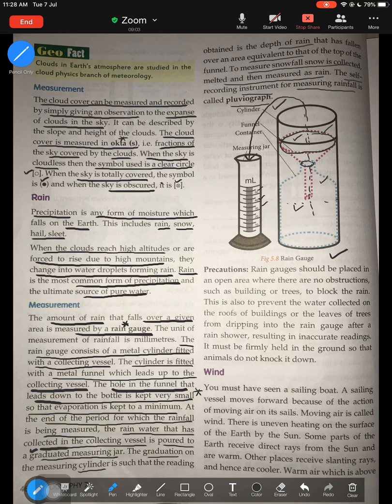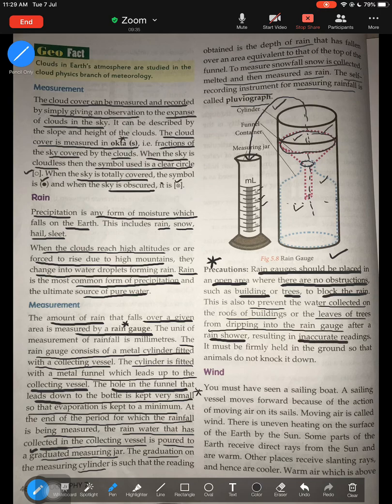And coming to the last portion, where should you place the rain gauge? This is important. Whenever you are placing the rain gauge, it should be placed in an open area where there are no obstructions such as buildings or trees to block the rain. If we keep it below a building or just next to a tree, what happens? It is important that we should not place it below or near buildings or trees, to prevent the water collected on the roof of the building or the leaves of the trees from dripping into the rain gauge after a rain shower, which can result in inaccurate readings.